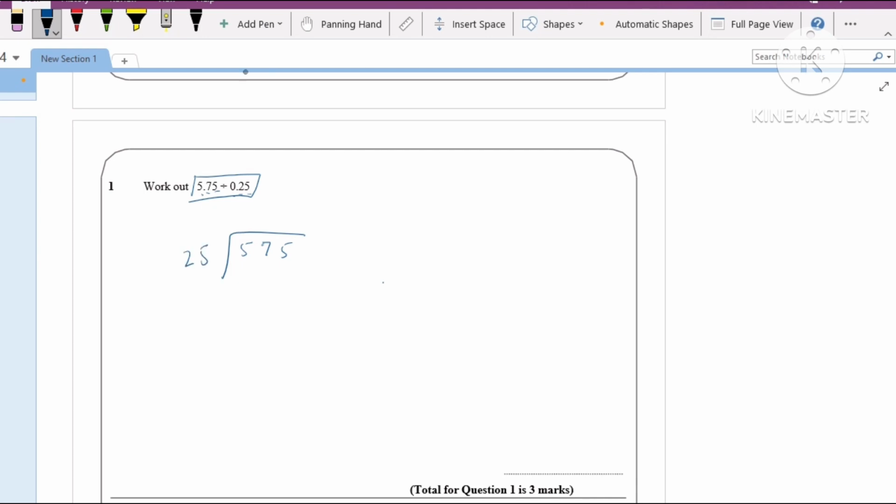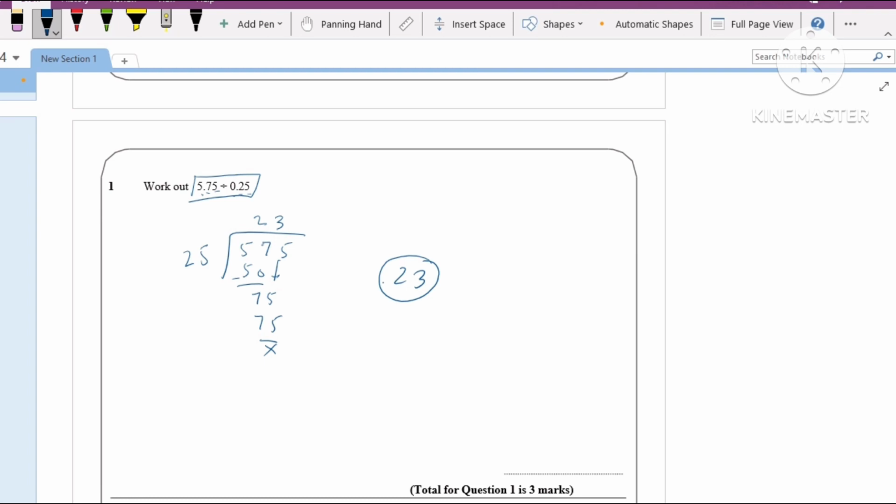5 can't be divided by 25, so we make 57. 25 times 2 is 50, 3 is 75, that is greater than 57, so we can't move for that. So 25 times 2 is 50, so we take 50 from 57, it will be 7. Now we will bring 5 here to make 75, so count the table of 25. 25 times 3 is 75, so your answer is 23. So this is for this question, because there are an equal number of digits after the points in both numbers. If there is a difference, we can't move to this step.